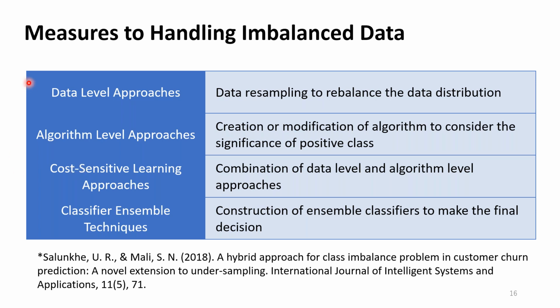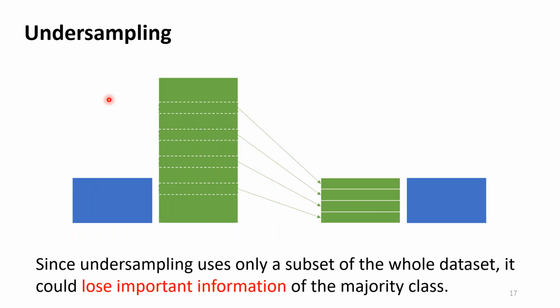Among these four approaches, data level approaches require less computational time for data preparation because they need data pre-processing only once, and therefore have been frequently applied in customer churn prediction. So this research project adopts data level approaches. The popular methods of data level approaches are undersampling and oversampling.